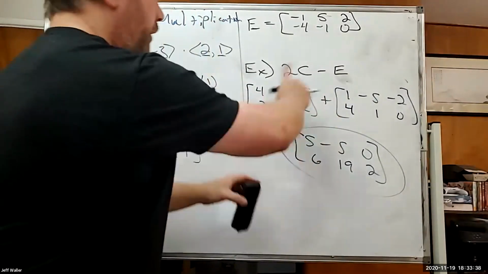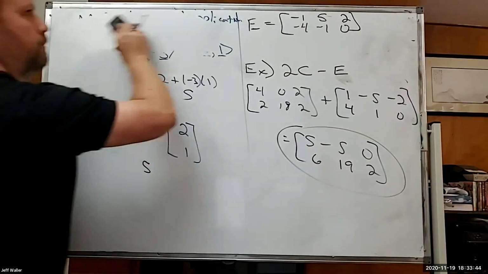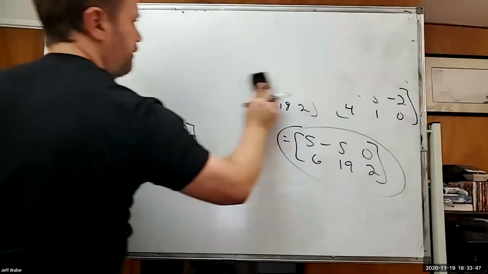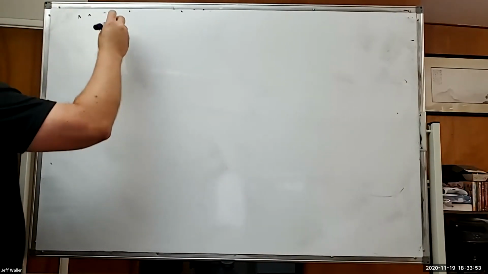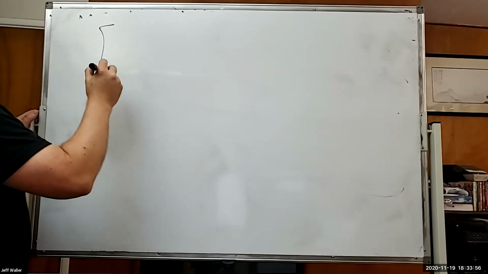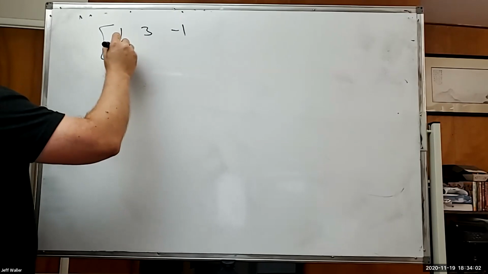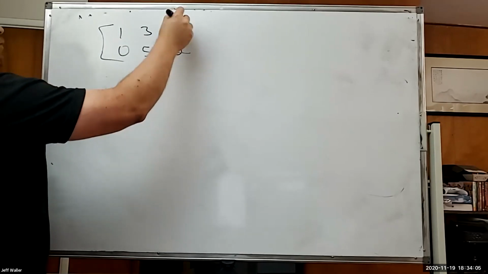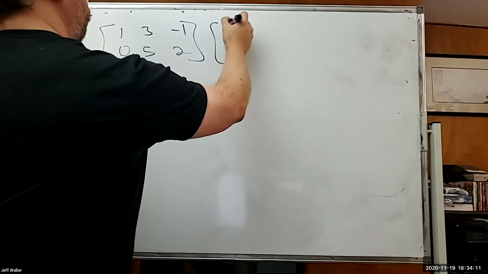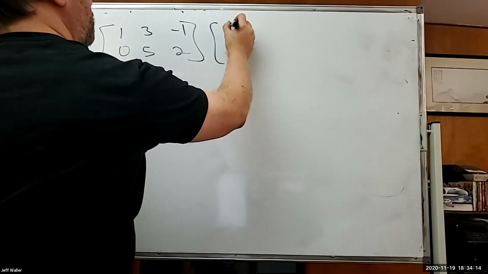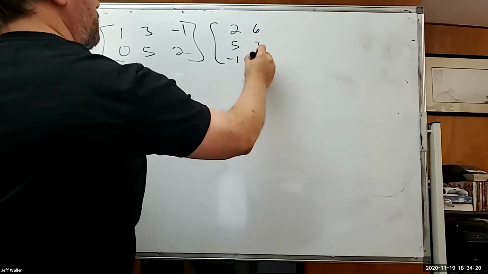So what do I do when I get a bigger matrix, Jeff? And not just a little vector, huh? All right, this is what you do. Remember that a matrix is basically a collection of vectors, right? So if I have, let's see, let's do 1, 3, -1, 0, 5, 2 times, just do something, 2, 5, -1, 6, 3, 0. All right, I like it.